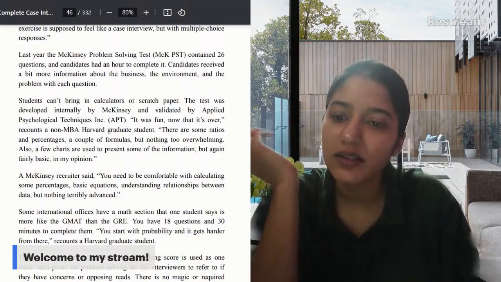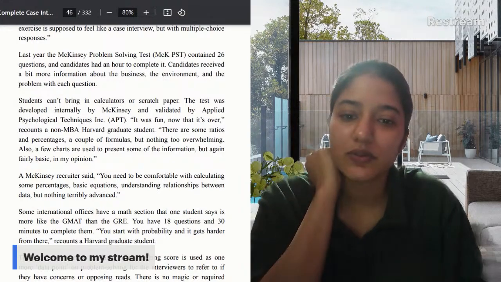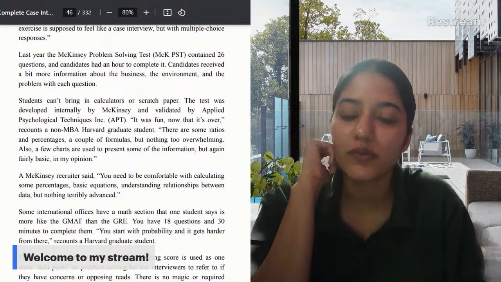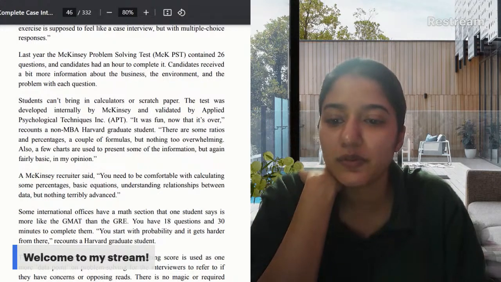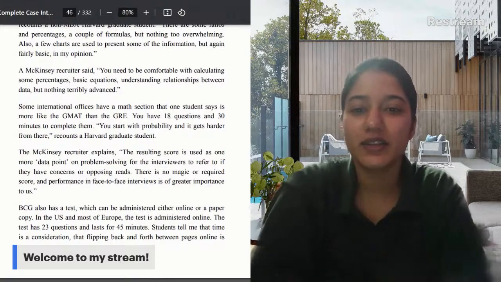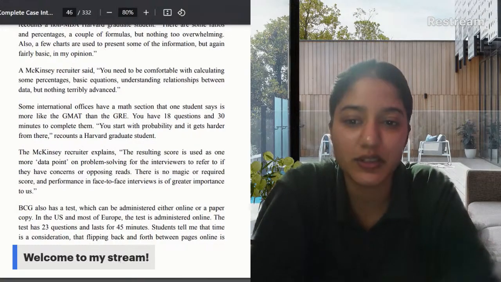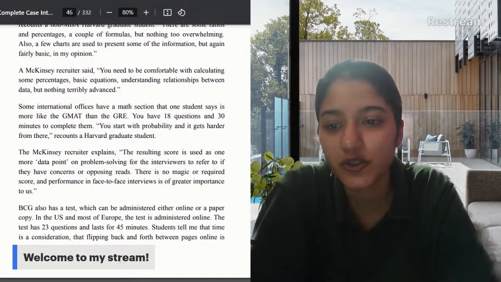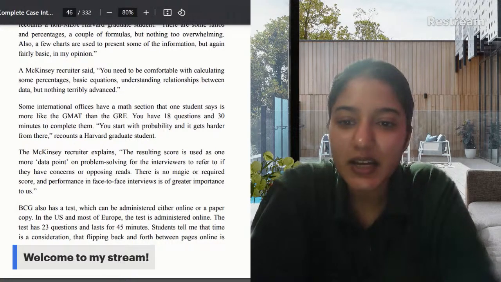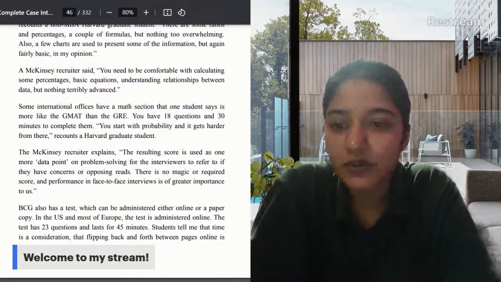It was fun. Now that it's over, recounts a non-MBA Harvard graduate, there are some ratios and percentages, a couple of formulas, but nothing too overwhelming. Also, a few charts are used to present some of the information, but again, fairly basic in my opinion. A McKinsey recruiter said, you need to be comfortable with calculating some percentages, basic equations, understanding relationships between data, but nothing terribly advanced.